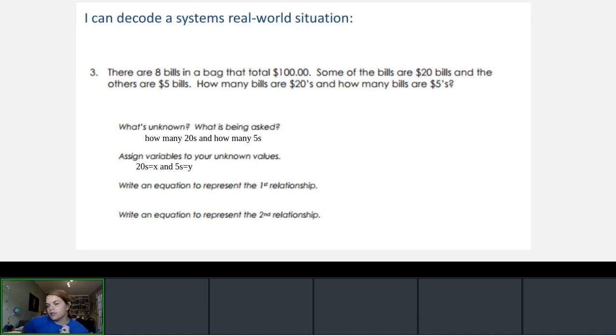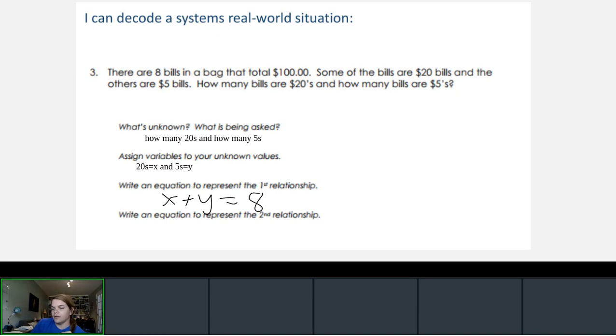Okay. So let's go ahead and write the equation for the first relationship. There are 8 bills in a bag. Okay, so 8 bills. Well, I have some 20s, which is X, some 5s, okay? But there cannot be more than 8. So X plus Y, 20s plus $5 bills have to equal 8 total bills.